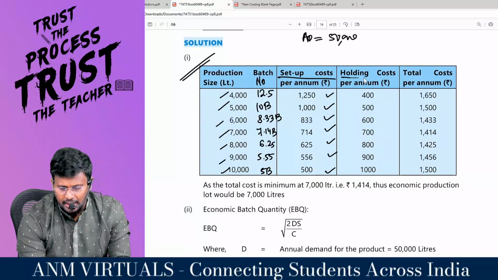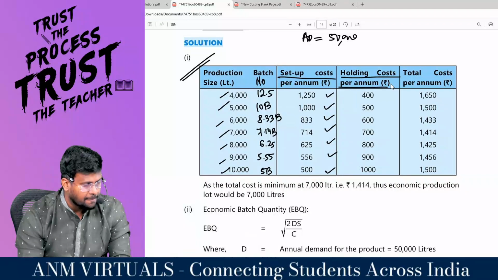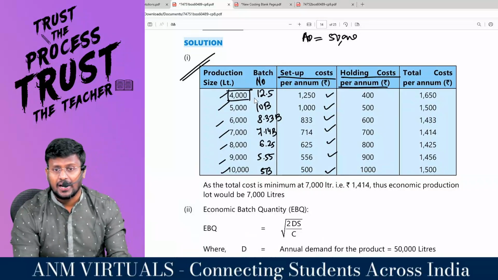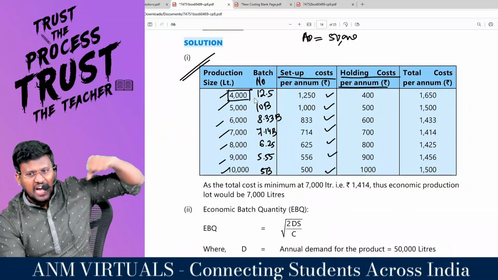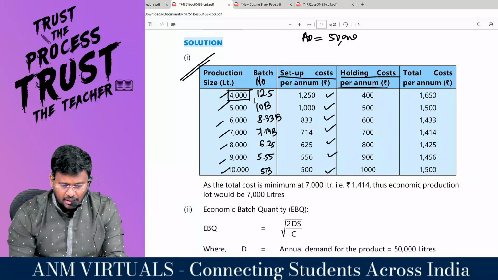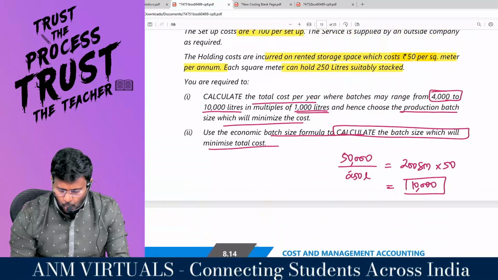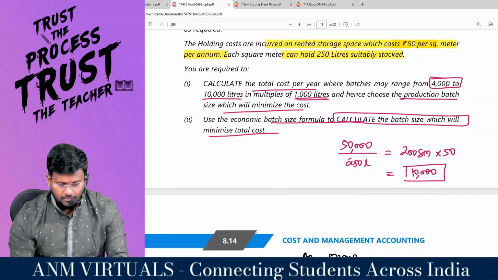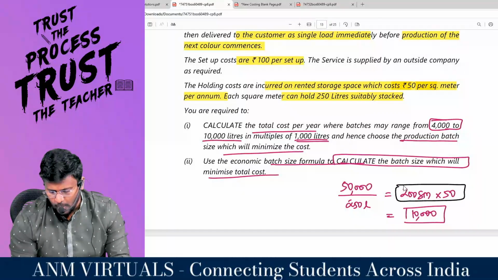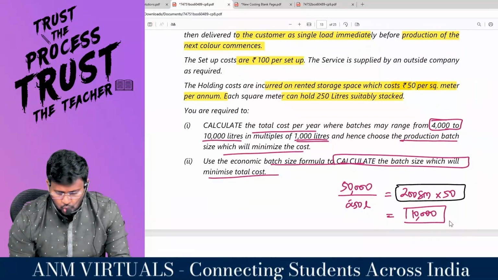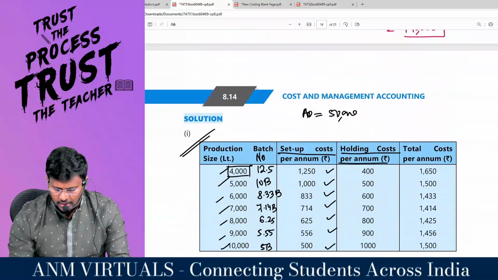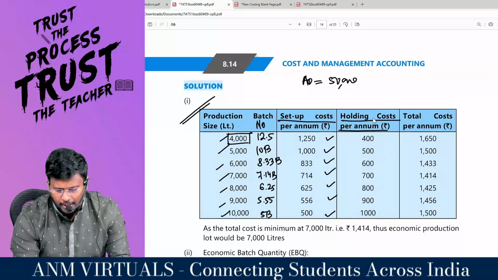Now I have to write the carrying cost per unit per annum. Right, sir? If I am manufacturing in every batch 4,000 liters, I will carry 2,000 liters, because half of the batch quantity will be the carrying. For every carrying, they have specifically told the calculation. How much do I need? I totally need 200 square meters. For every square meter, 50 rupees. So I have to calculate the total holding cost per annum.